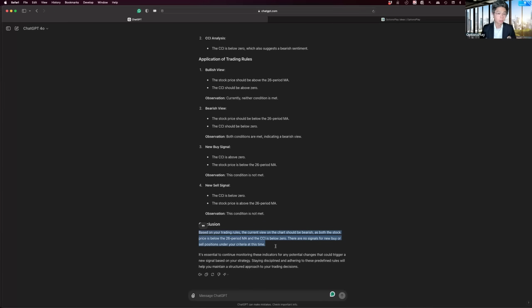So what this means is that the chart is clearly bearish, but I don't have any buy signals. So maybe that might mean that, okay, this is a bearish view on a specific strategy, but I'm not able to generate a specific buy or sell signal at the very moment.